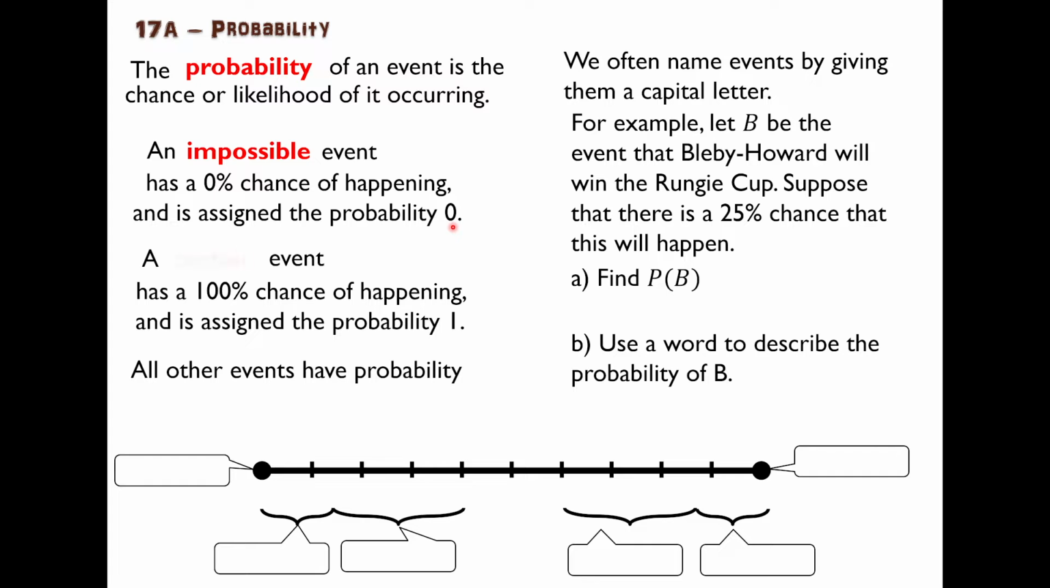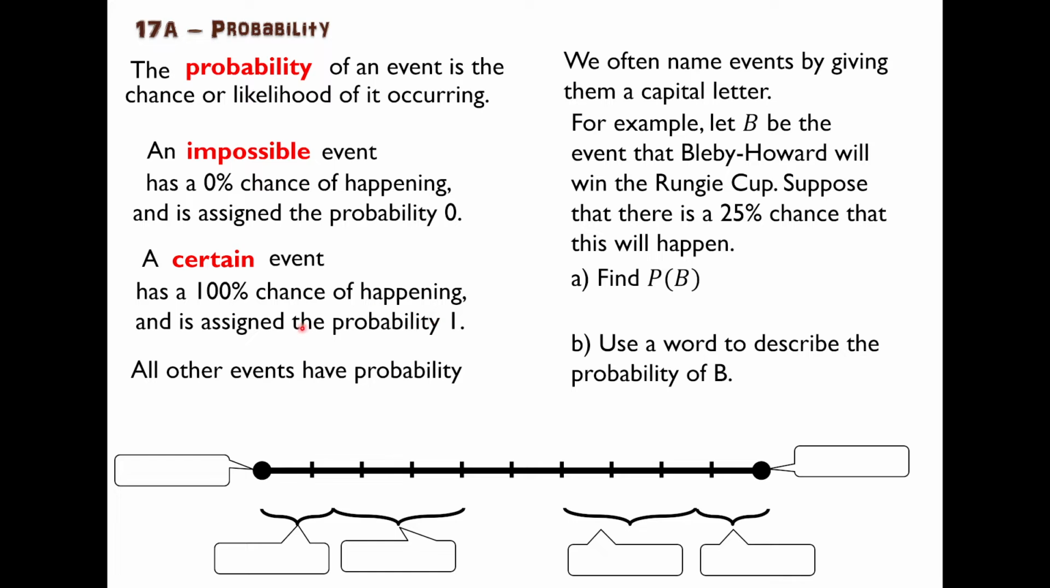As another example, we have certain events. Certain events have a 100% chance of happening, and 100% as a decimal is 1. These events have to happen. For example, if I roll a 6-sided die, then the chance that the number that I get is less than 10 is 100%. It is certain, because the only possibilities when rolling a die are 1, 2, 3, 4, 5, 6.